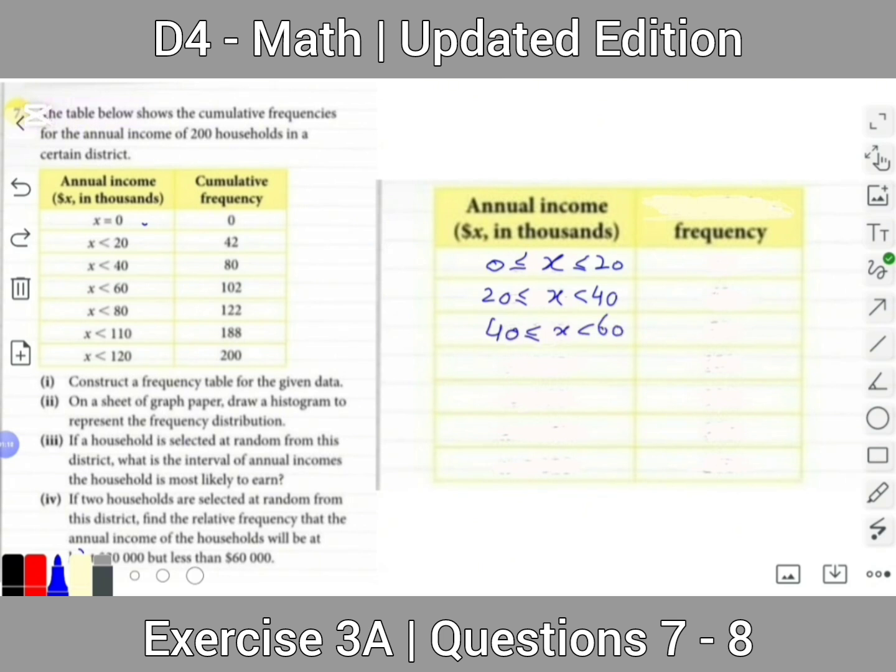How do we know that the upper limits are only of the less than type? Since the cumulative frequency table is of less than type, we take the limits like 20 less than or equal to x less than 40, not less than or equal to 40. For the fourth class interval, we have 60 to 80. For the next class interval, we have 80 to 110. Now we have the last class interval from 110 to 120.